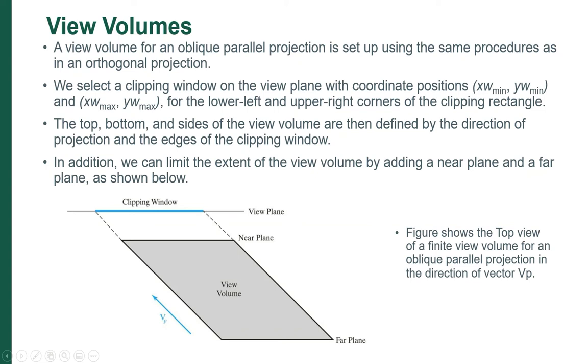The top, bottom, and sides of the view volume are then defined by the direction of the projection and the edges of the clipping window. We can also limit the extent of the view volume by adding the near plane and the far plane as shown here. You can see the near plane and the far plane, and the view volume exists between the near plane and the far plane.